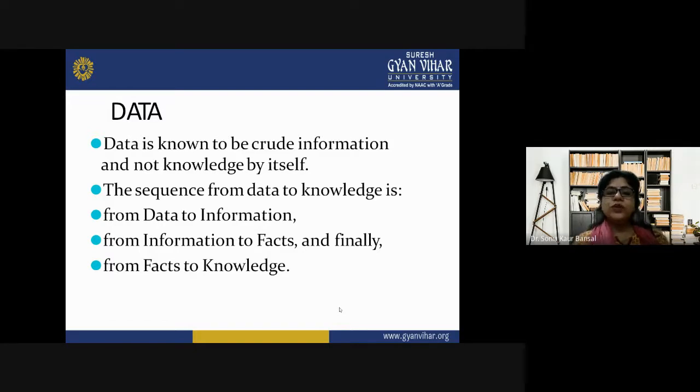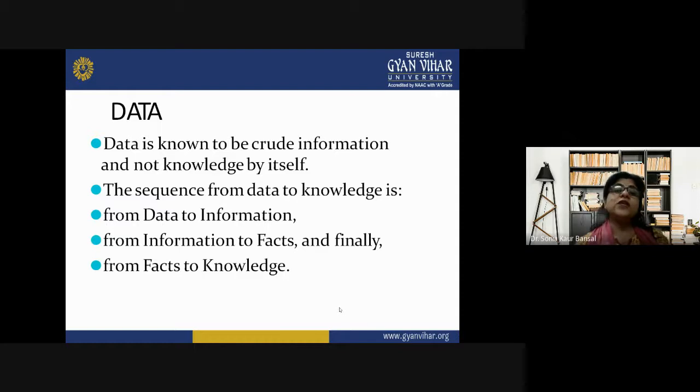Now, data. Data is known to be crude information and not knowledge by itself. It's information, not knowledge. Just understand the difference. The sequence from data to knowledge is how data and knowledge cover their path. First, data proceeds to information, then from information to facts, and finally from facts to knowledge. I hope you are understanding well that data is not itself knowledge, but data leads to information.